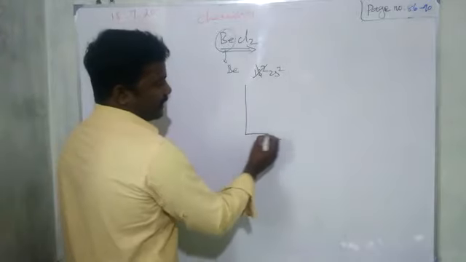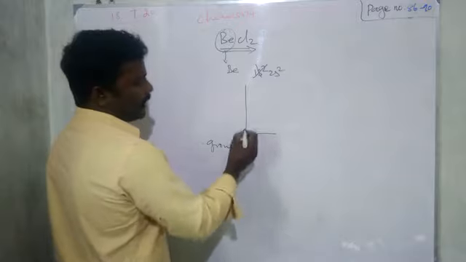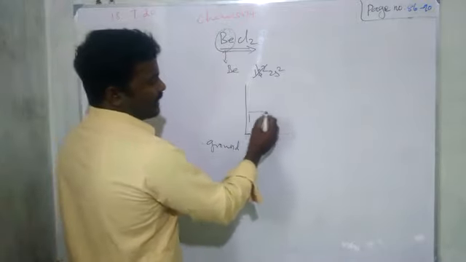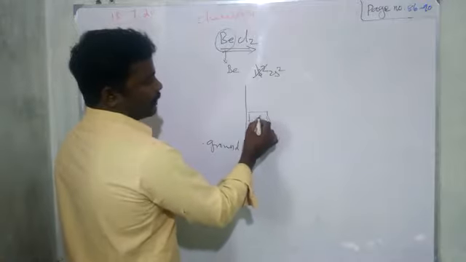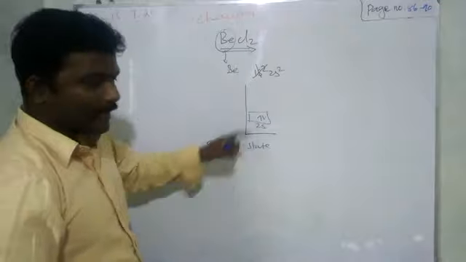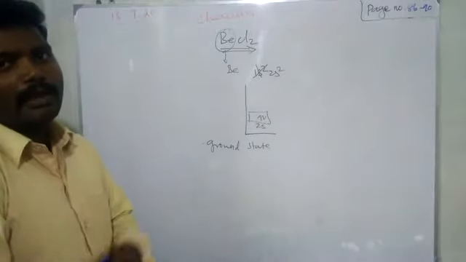So for that we write the ground state. Ground state means at the ordinary condition. At the ordinary condition, what happened? This 2s has 2 electrons, 1, 2. Is there a 2p orbital? No. But is there a half-filled orbital? No. Without a half-filled orbital, how will it undergo overlapping?